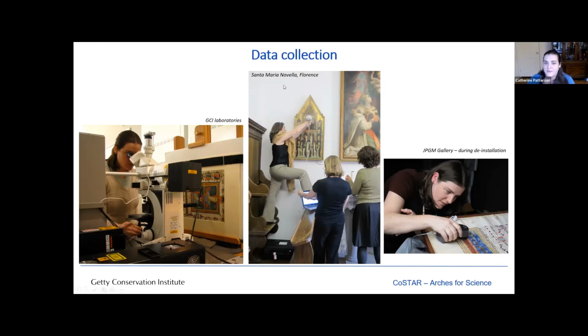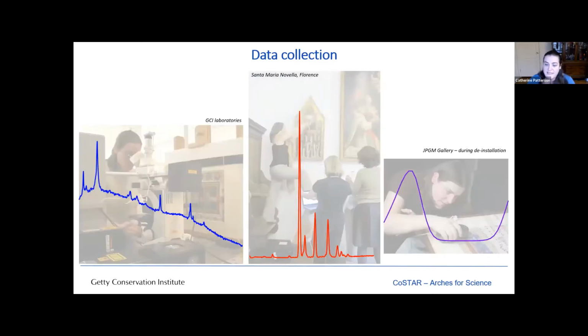And then, of course, we sometimes have situations that are somewhat less controlled, as you see in the image in the center, where, for example, we're actually taking our scientific technologies to the field, working in this case in a chapel in Florence, collecting data while the painting still hangs on the wall, again, using portable instrumentation. So lots of environments, lots of instruments, but all of them result in some form of data. So I'm just showing you here representative spectra that come from each of those 3 data collection modalities.